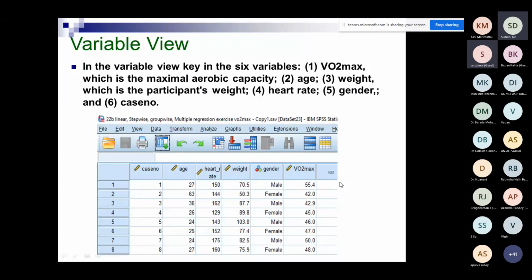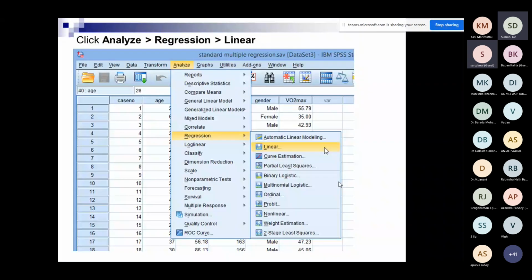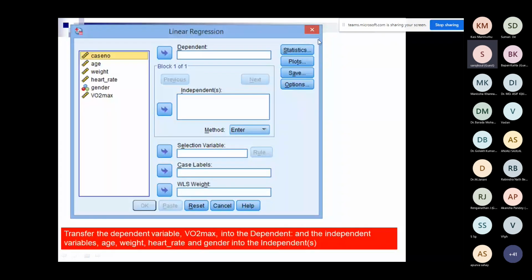Once you have entered the data in SPSS, we need to go to Analyze, go to Regression, wherein you select Linear. I'm just demonstrating, later on we work together. I'm just explaining the steps. Please remember: once you key in the data, go to Analyze, Regression, Linear. You will get this window similar to simple linear regression. Place your VO2 max in the dependent. Remaining all your independent variables, you place in the independent: age, weight, heart rate, and gender.